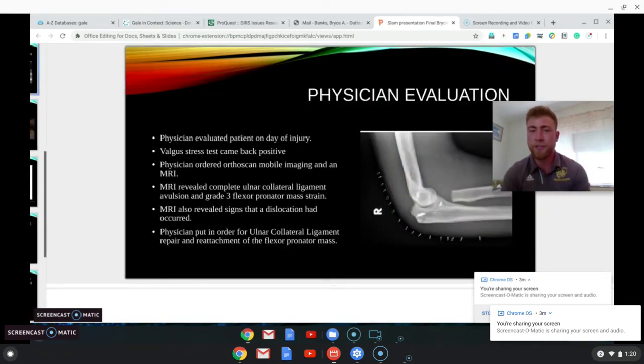The physician's initial evaluation was the same day of the injury, and he also got a positive valgus stress test. The physician then ordered an orthoscan, mobile imaging, and an MRI. The orthoscan was used to show any injuries to the bone, and the MRI was used to show any injuries to the soft tissue.